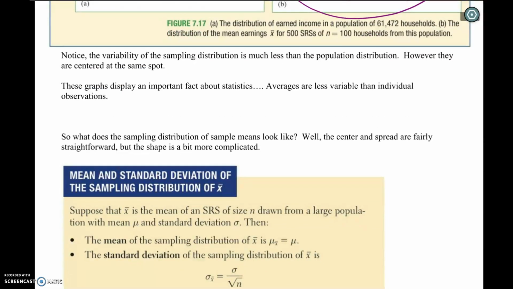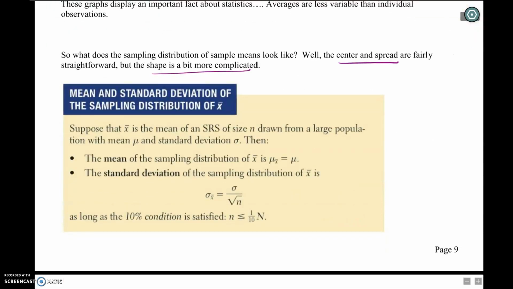Well, the center and spread are fairly easy. However, the shape is a bit more complicated. Suppose that X bar is the mean of a simple random sample drawn from a large population with mean mu and standard deviation sigma. Then the mean of the sampling distribution of X bar, the mean of my sample means, is the true population mean. It tells you that X bar is an unbiased estimator of mu.